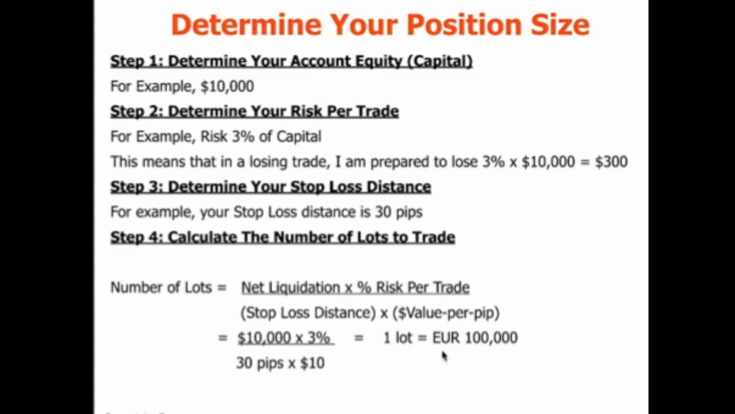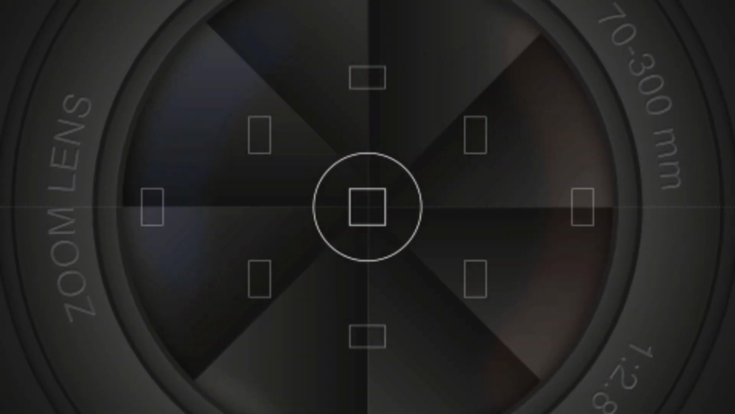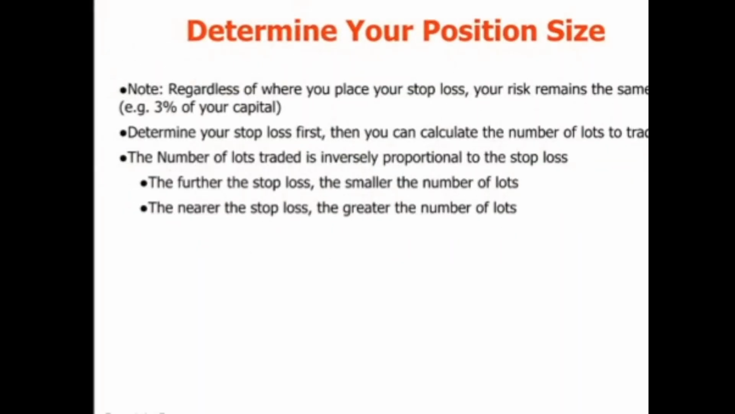So next, and still on how to determine your position sizing, a few important points to know. Regardless of where you place your stop loss, whether 10 pips away, 30 pips away, or even 200 pips away, your risk should always remain the same. Regardless of where you place your stop loss, it should not change your risk per trade. To do this, you always have to determine your stop loss level first, and then you can calculate the number of lots you want to place per trade.